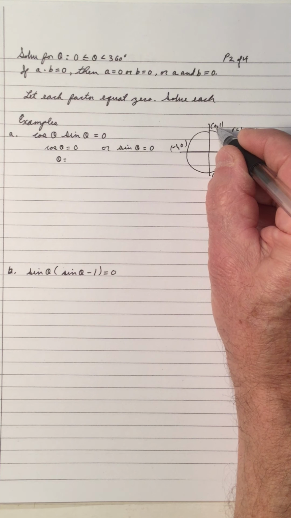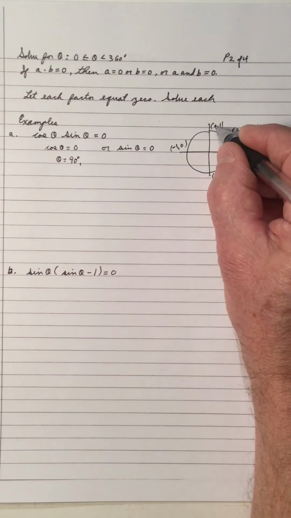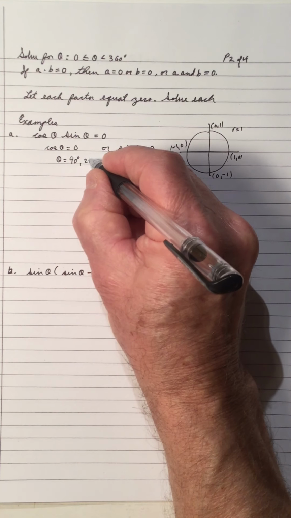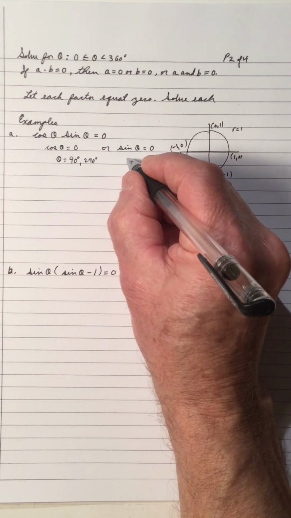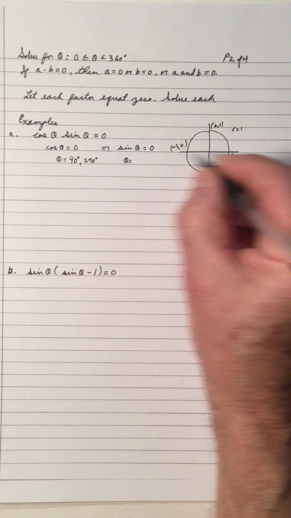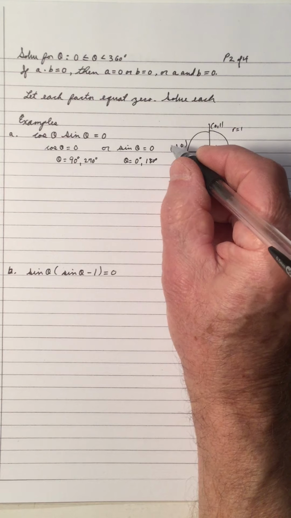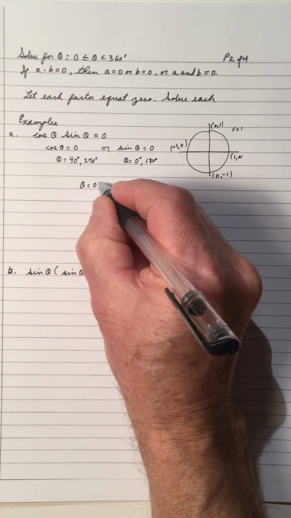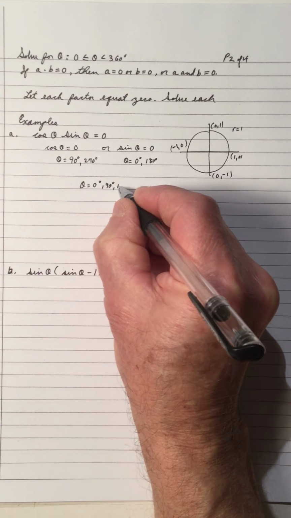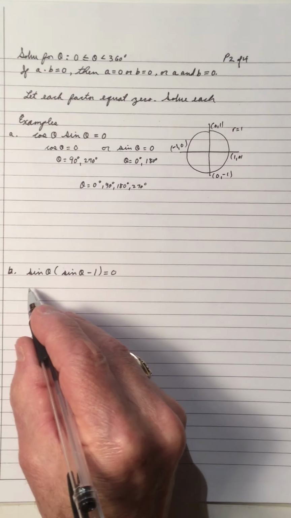So x is 0, or cos is 0, right here at 90. And cos is 0 down here at 270. And sine is the y. Where is y 0? Y is 0 right here at 0 degrees, and right here at 180 degrees. So the answers that make this true are that theta is equal to, we want to put them in order, 0, 90, 180, 270. And we have another one to do.